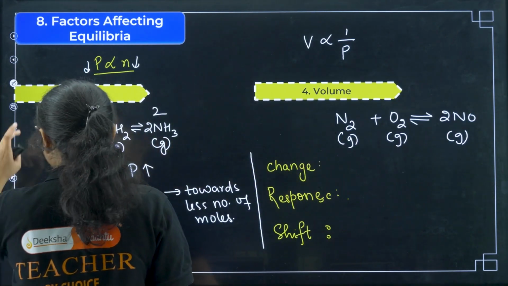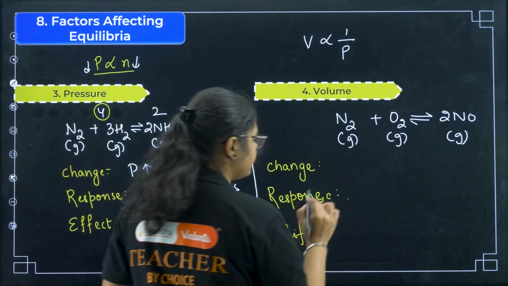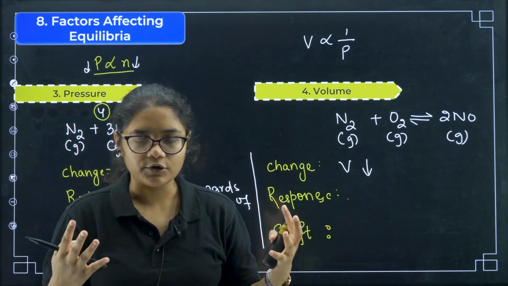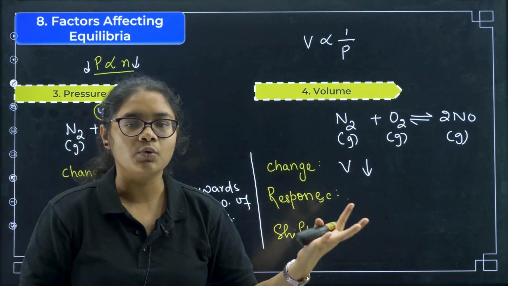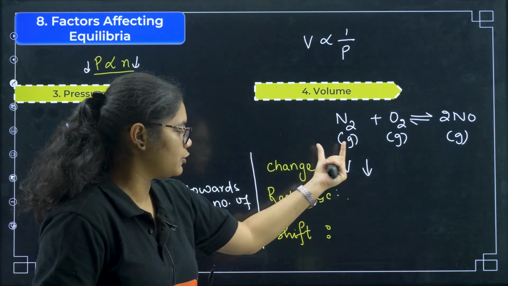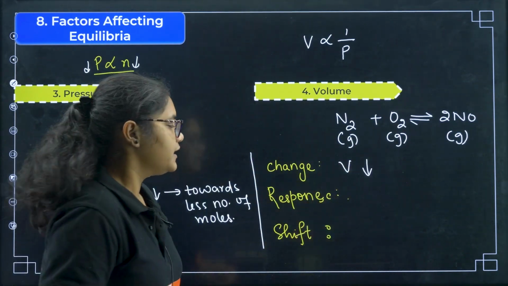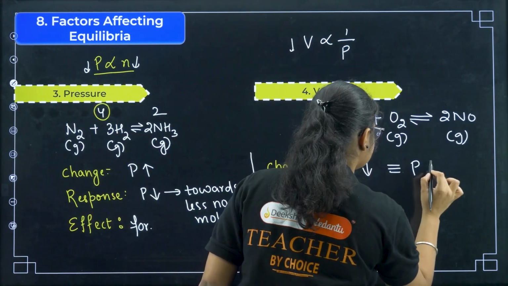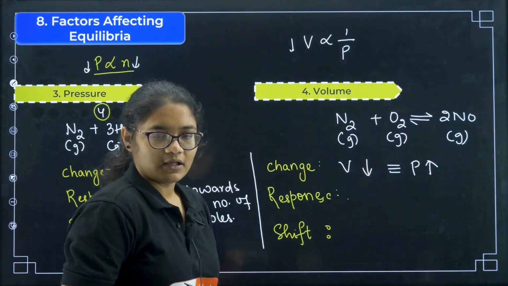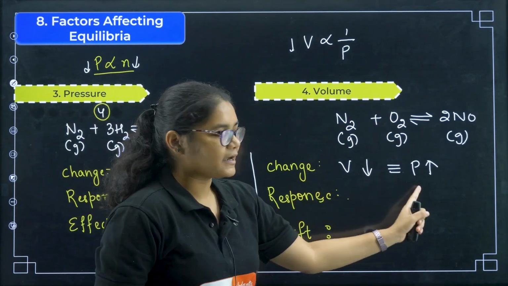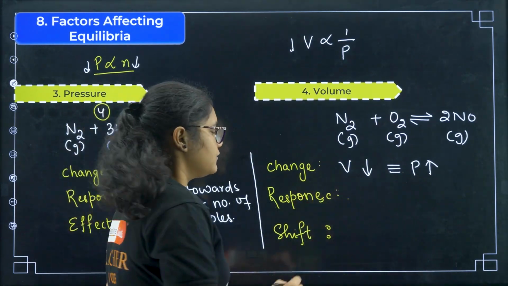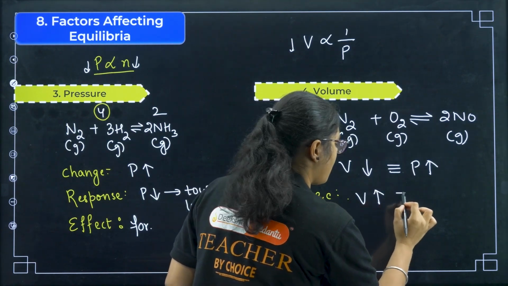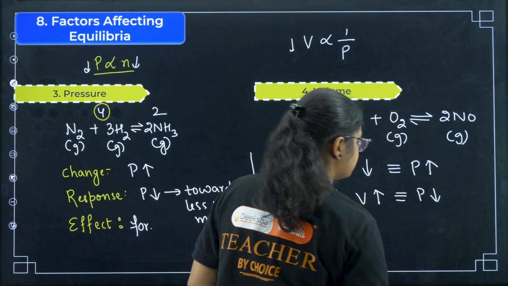Now see, in the change I have decreased the volume. When you are decreasing the volume or increasing the pressure, it is of the whole system. If volume is decreased, that means pressure is increased. If volume is decreased, the response will be that volume should increase, or I can say pressure should decrease.